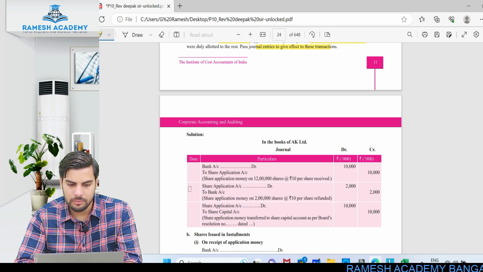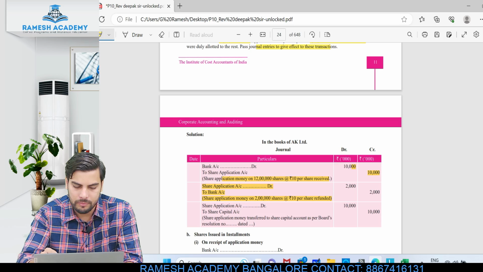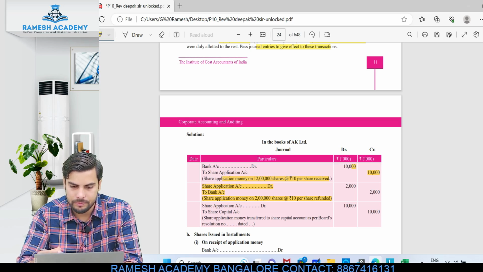Look at this narration. Share application money of 12 lakh shares, at rupees 10 received. So obviously 12 lakh shares into 10, don't you think it would be like 120 lakh? This figure is wrong, guys. So this is not 10, this is something which is wrong.